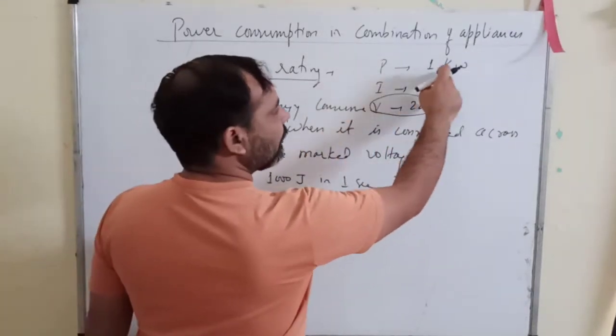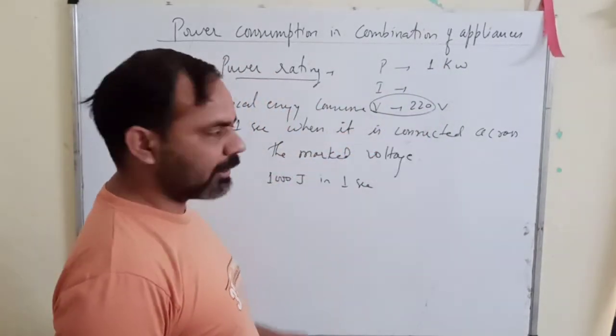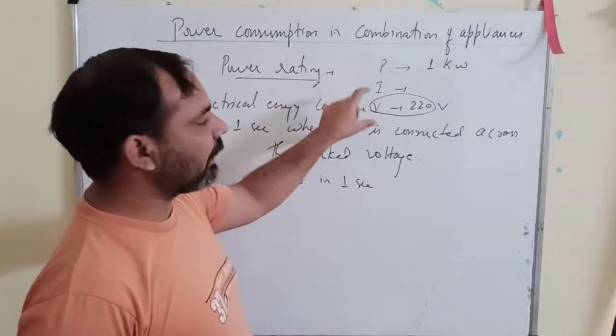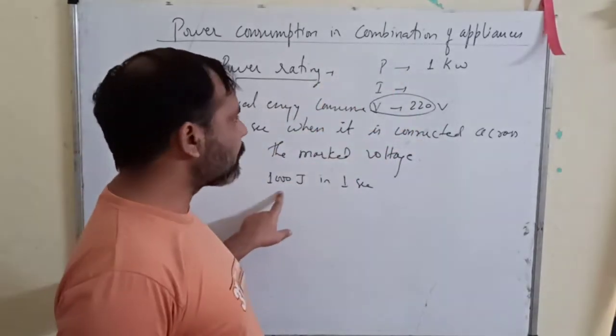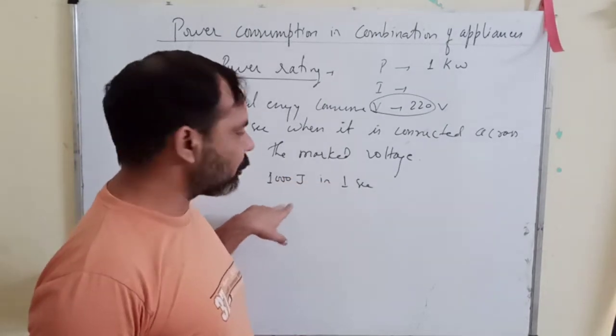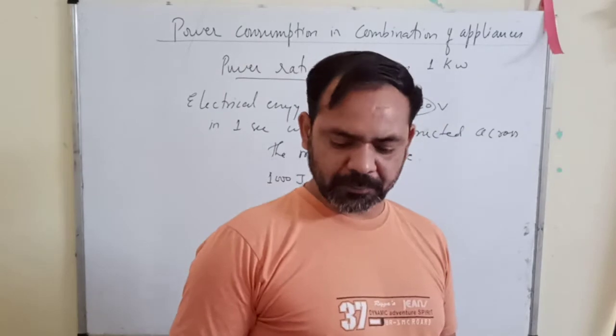If suppose the power rating is 1 kilowatt and the marked voltage is 220 volt, then it means that the appliance, when connected across 220 volt, consumes 1 kilojoule, meaning 1000 joules, in 1 second. This is the power rating of an appliance.